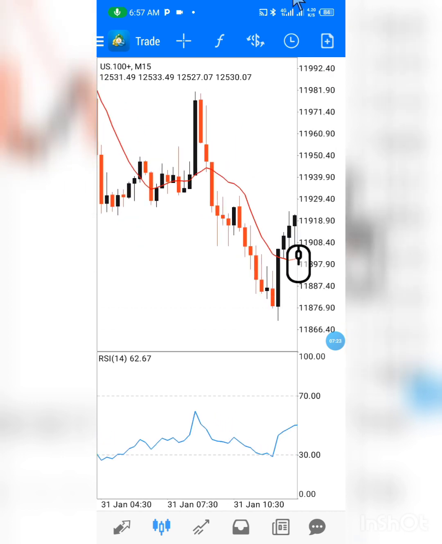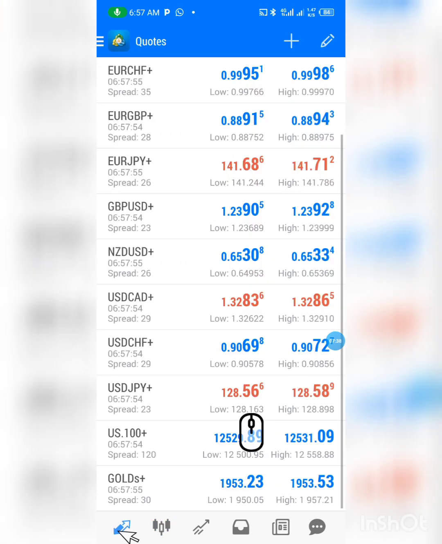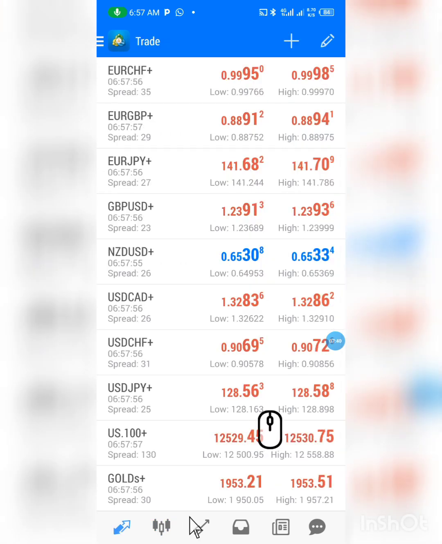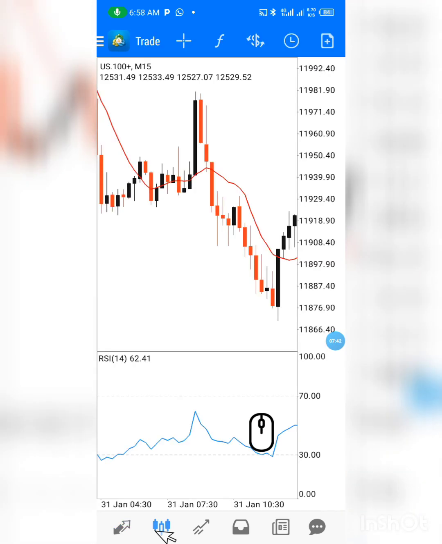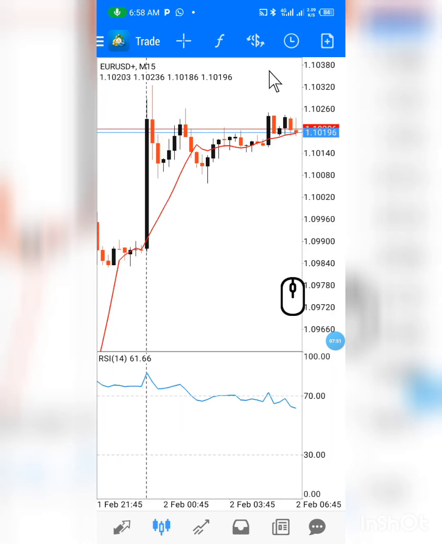So the next option here is the shortcut to your quotes. If you click here, you're going to see all the financial instruments. These are the financial instruments which you see here on your quote. So instead of coming here, you could just click on that shortcut, this currency symbol, and you just switch. I'm on US 100, so let me switch to EUR/USD. Now I've done the switch.